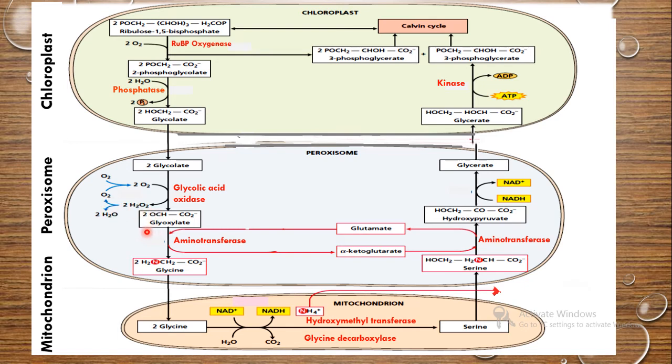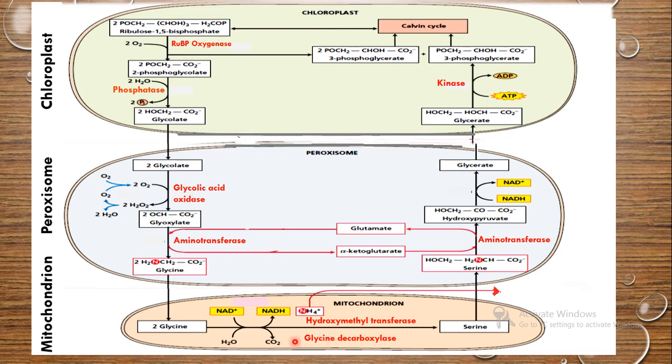Later on, this glyoxylate is again converted into glycine through addition of glutamate and release of alpha-ketoglutarate, and this reaction is catalyzed by the enzyme aminotransferase. Later on, this glycine enters into mitochondria. In mitochondria, 2 molecules of glycine is converted into serine, and this reaction is catalyzed by 2 enzymes.